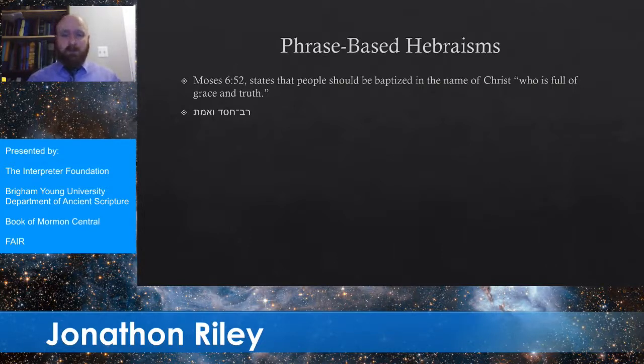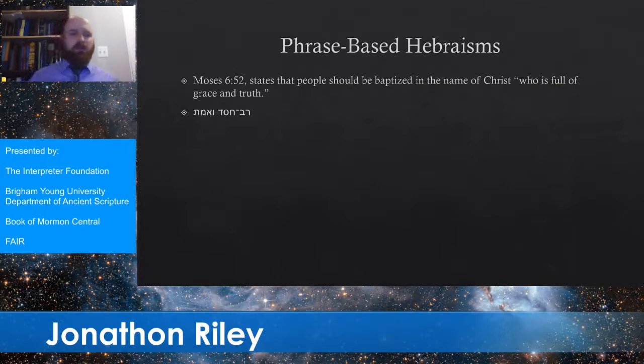Full of grace and truth uses phraseology from the King James New Testament to render a phrase from the Hebrew Bible. The Hebrew phrase, rav chesed ve'emet, gets translated a couple ways in the King James Version of the Bible. Psalm 86:15 renders it as plenteous in mercy and truth. Exodus 34:6 renders it as abundant in goodness and truth.